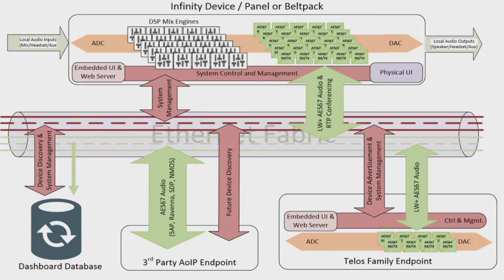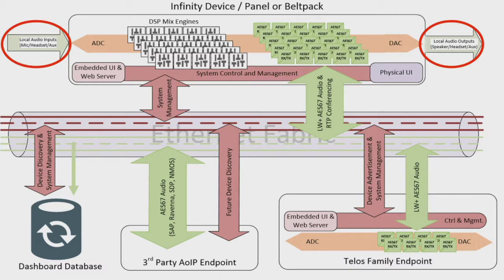So how do we do it? Well, this is looking inside the devices and looking inside the network a little bit. On the top there, the top sort of sausage-shaped thing could be an Infinity panel or it could be a belt pack. But basically, they have the same fundamental component parts.